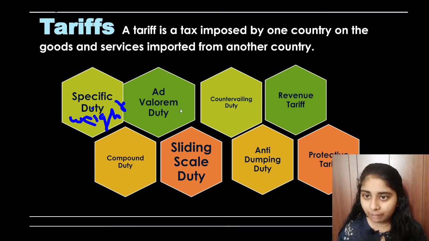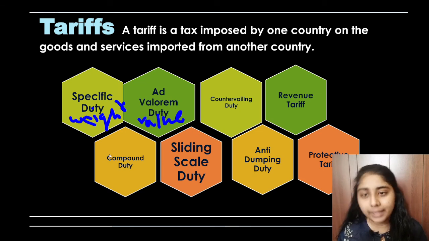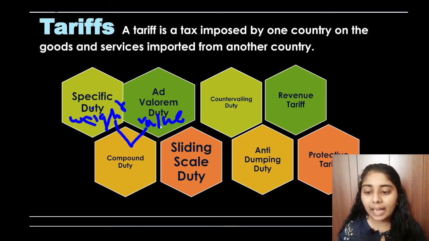Then comes ad valorem duty. In ad valorem duty, the tax is based on the value of the product and not the size or weight of the product. Such a tax is known as ad valorem duty. Then comes compound duty, or combined duty, which is both specific and ad valorem. The tax will be imposed on the weight as well as the value. Such a tax is known as compound duty.